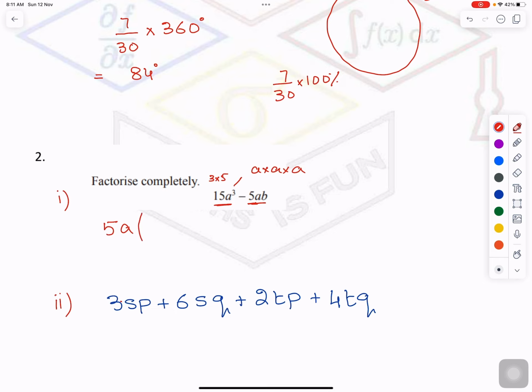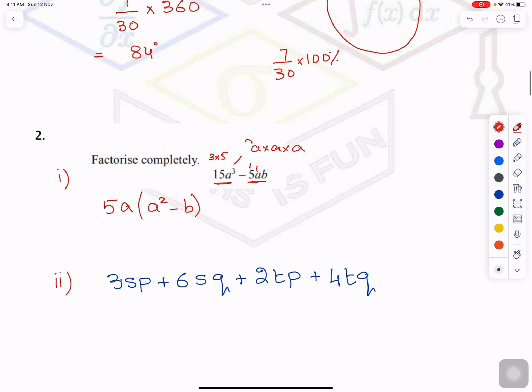The remaining you will put in the bracket. So what is left from here? 1a was common, so a squared minus 5 and a are already taken as a common factor, b is left. So this is your factorization for part 1.